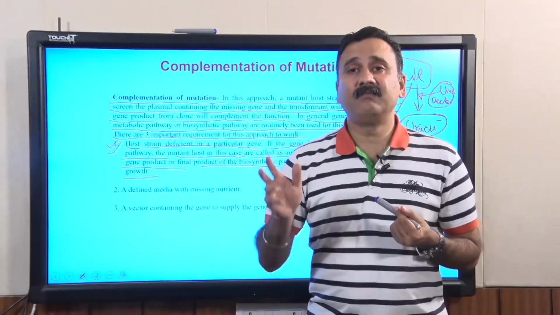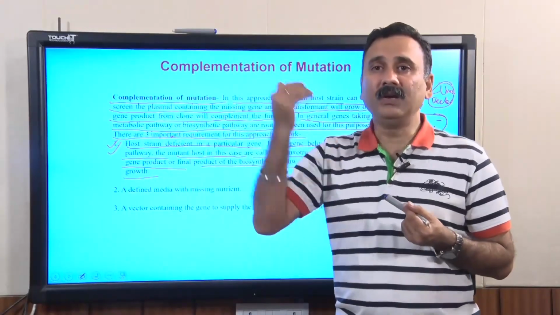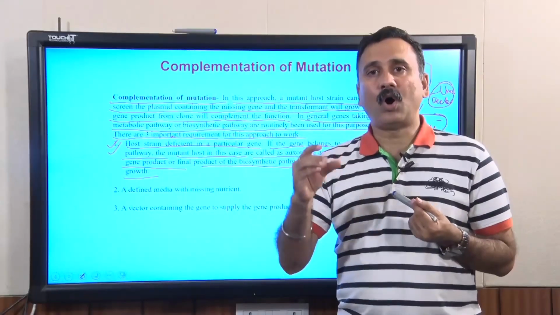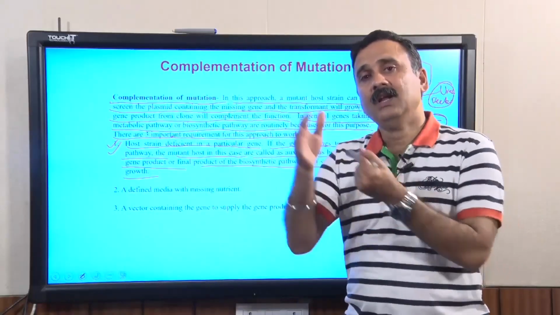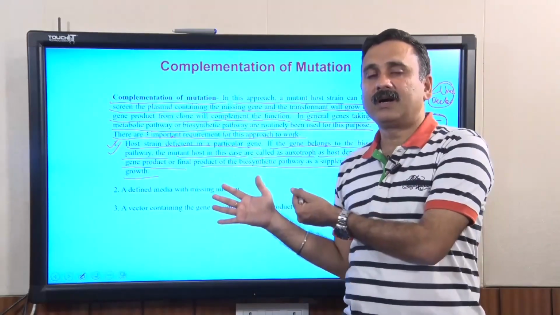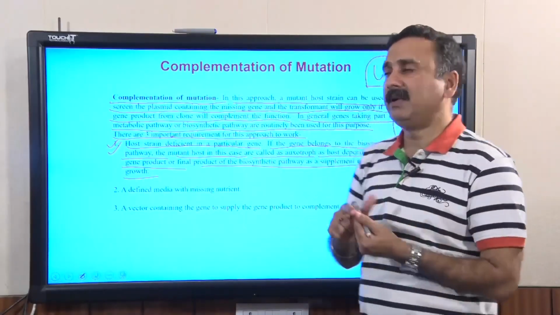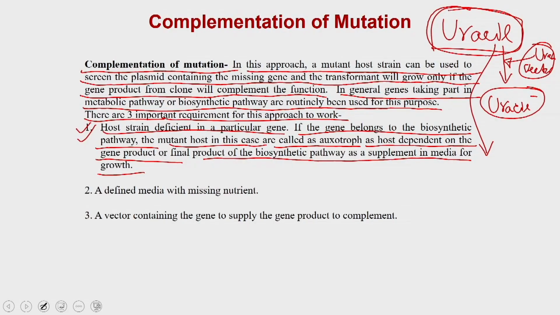If this factor is a part of the biosynthetic pathway, then the host strain solely depends on either that particular product or the final product of the biosynthetic pathway, and in those cases the host strain is called an auxotroph on that particular media. For example, in this case if you are using yeast and if you are using uracil, then the host used is going to be the auxotroph for uracil.